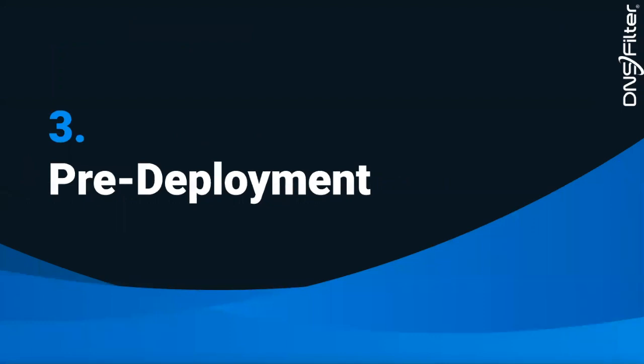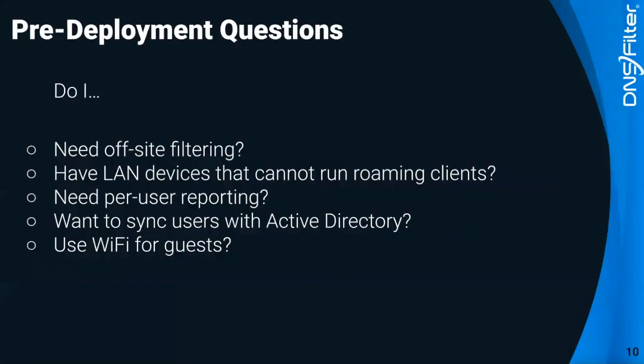Now let's talk about pre-deployment options. So we created these questions specifically to help you navigate how to deploy DNSFilter for your environment. Answering these questions right here that you see in front of you will help you to decide which DNSFilter options you need for your organization. So the first question is, do I need offsite filtering? If you need offsite protection, you will need roaming clients. It's just that simple. That is the mechanism for being able to filter offsite.